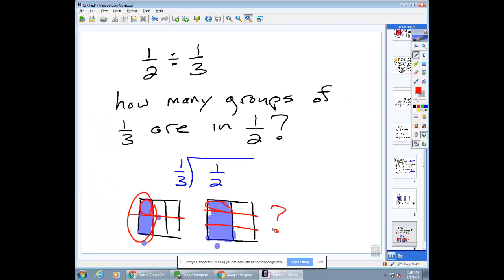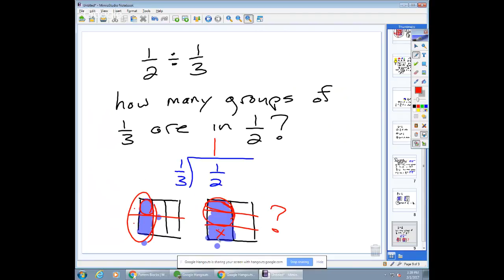Well, how many pieces do I have on this side? I have 2. So here's one group of 2, right? So there's the one I was thinking about. How would I describe this extra piece right here compared to what I'm looking for?